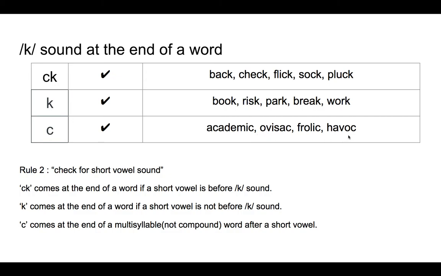Though these are multisyllable words, they are not compound words. Compound words will have two root words. Here, you could not separate this one word into two words. So it is a multisyllable word, and if the k sound comes at the end of a multisyllable word after a short vowel sound, then you should pick C instead of CK.